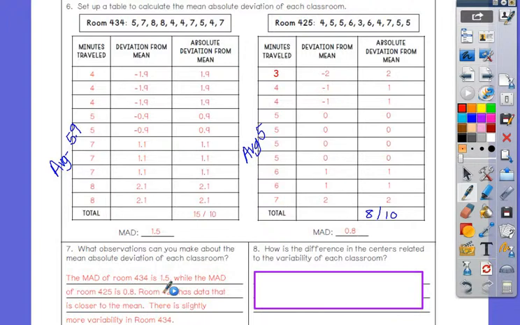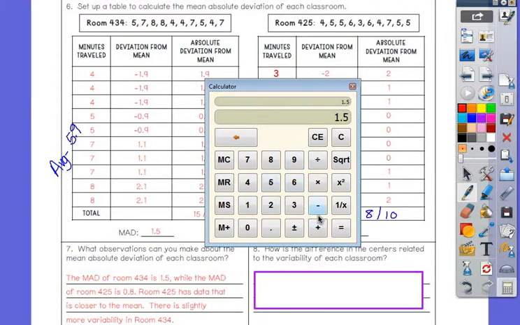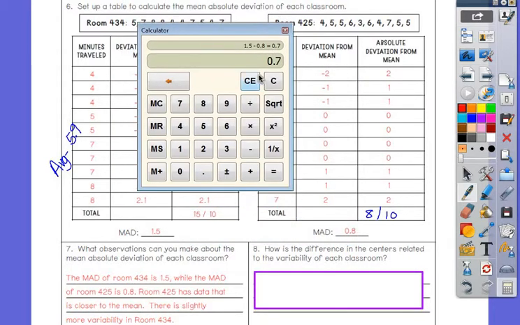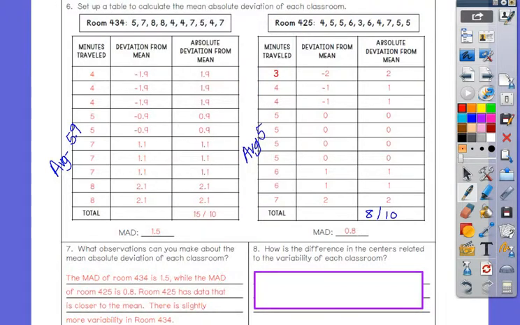Alright, number 8 says, what is the difference in the centers related to the variability of each classroom? Alright, so we know difference in math means to subtract. So I want to subtract my two MAD scores here. So 1.5 minus 0.8, and I get 0.7. That's the differences in the center. I did not mean to hit clear there.